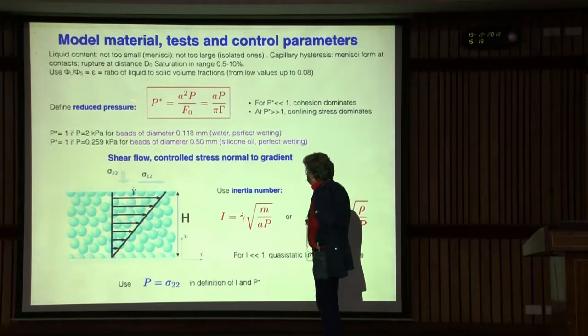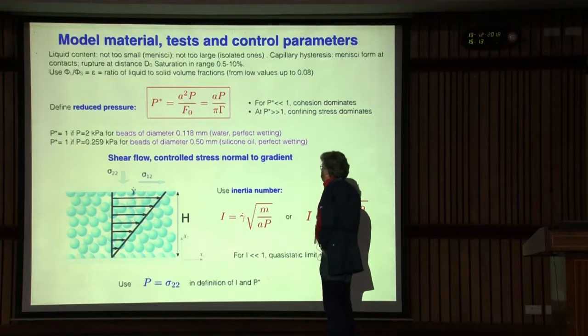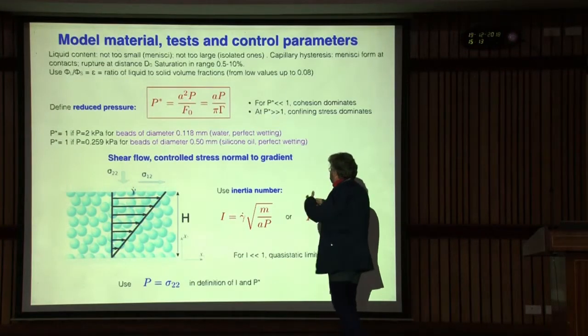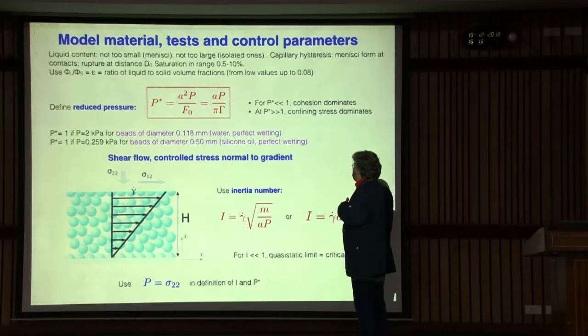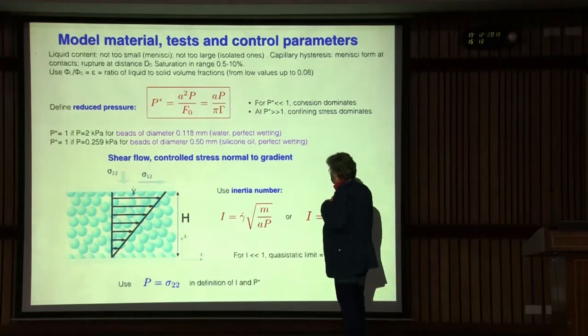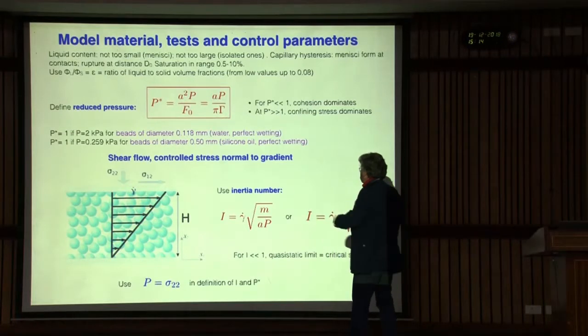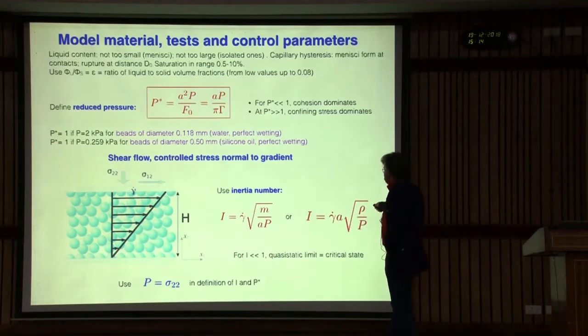Now, given the macro mechanical parameters, one important dimensionless control parameter is this reduced pressure or reduced stress. We take P, the pressure, or the control stress, and we divide it by the tensile strength of the contact, the maximum attractive force, multiplied by diameter squared. So this is dimensionless.